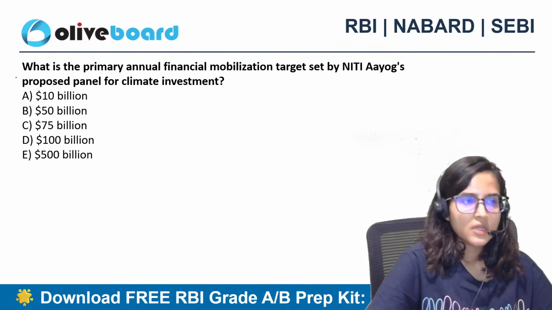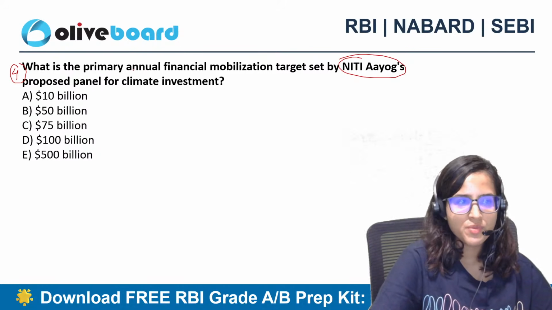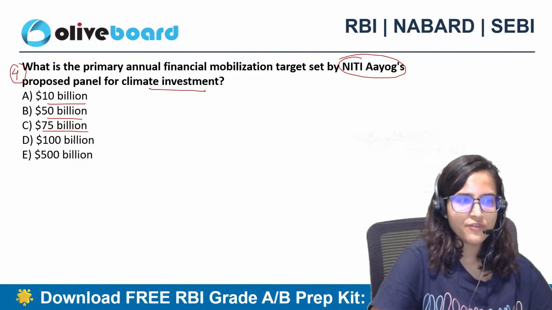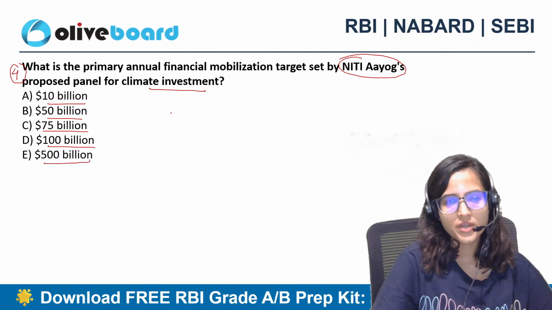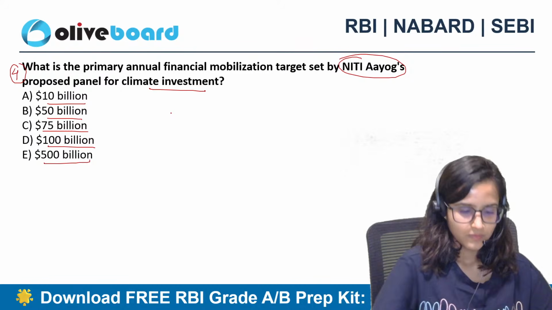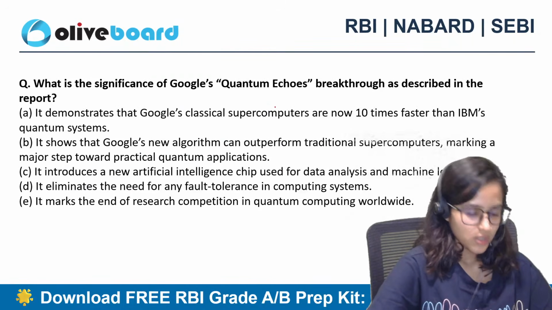Okay? What is the primary annual financial mobilization target set by Niti Aayog's proposed panel for climate investment? $10 billion, 50 billion, $75 billion, $100 billion, or $500 billion? Absolutely correct. $100 billion. Very good.